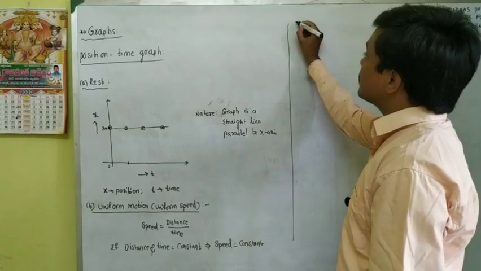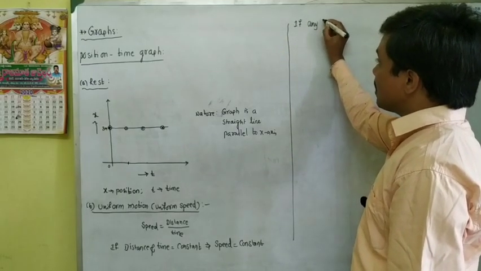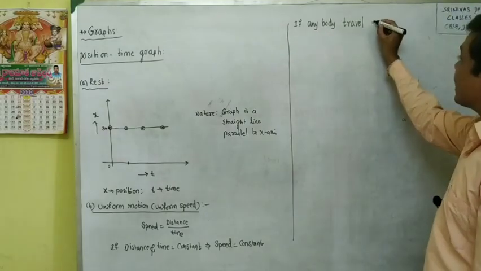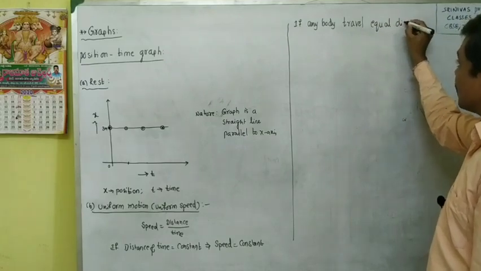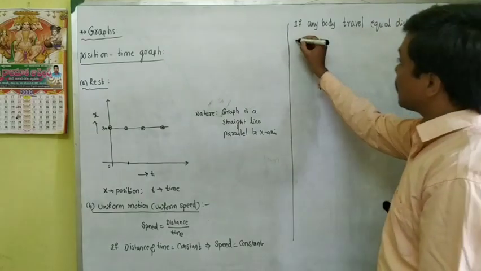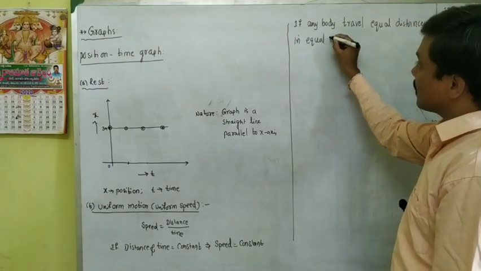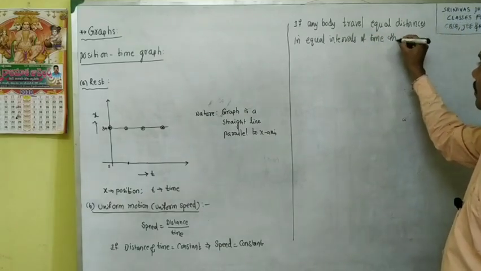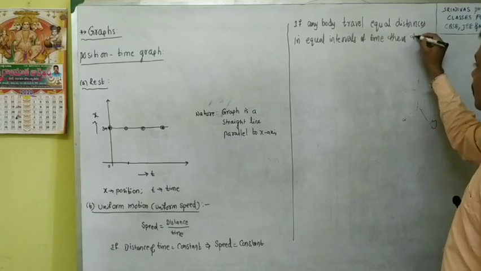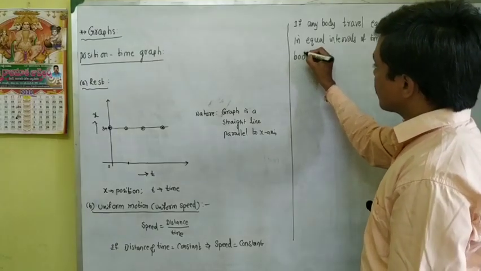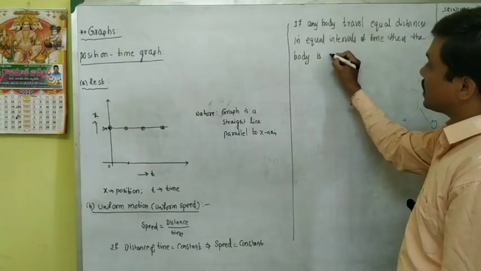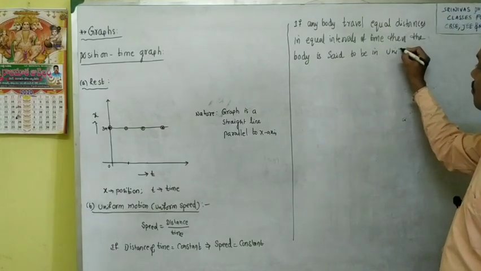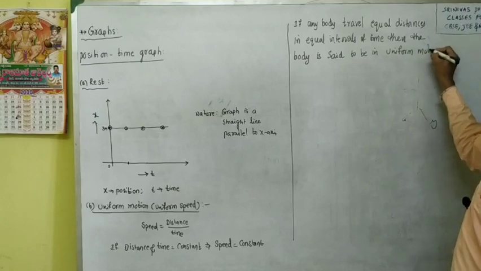If any body travels equal distances in equal intervals of time, then the body is said to be in uniform motion, or uniform speed.